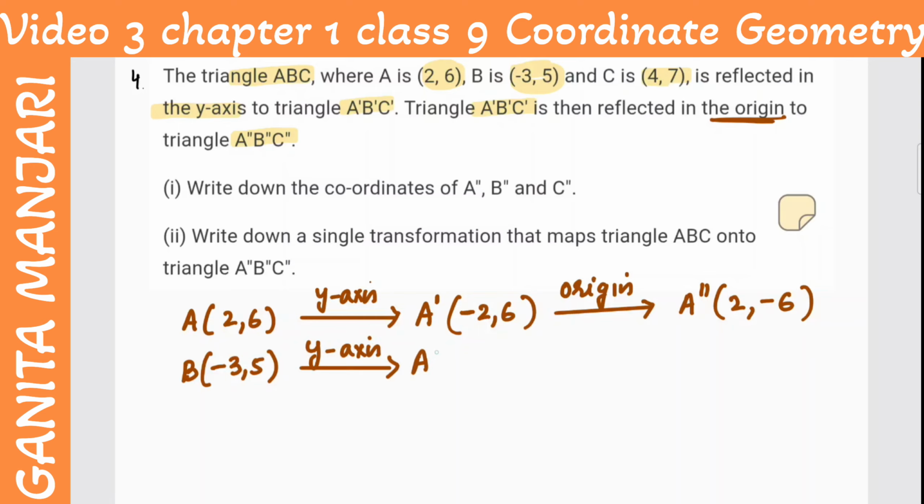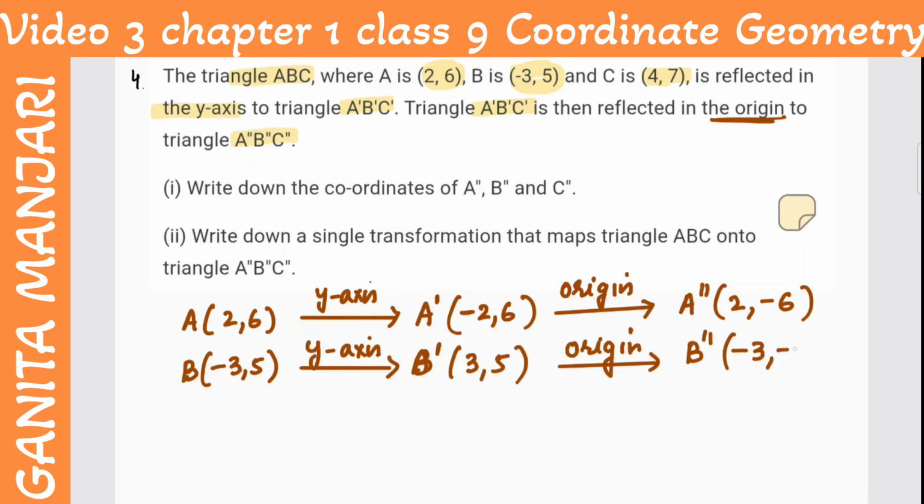Now transformation is B dash, about the y-axis, which means the x part will change. So 3, 5. Now about the origin, B double dash will be, both the signs get changed, negative 3, negative 5. Now C is 4, 7.